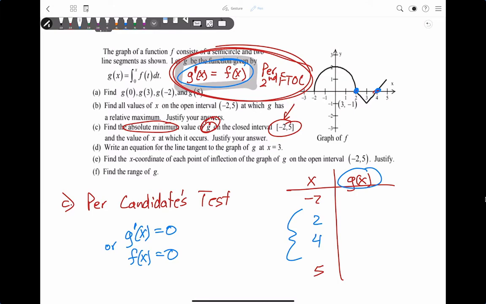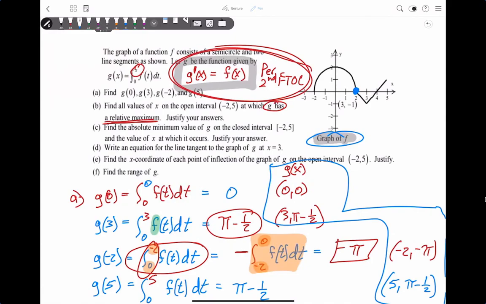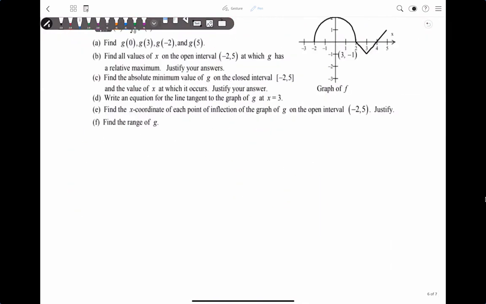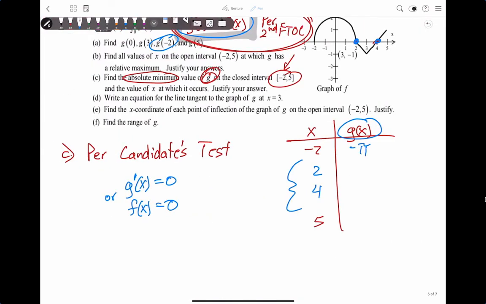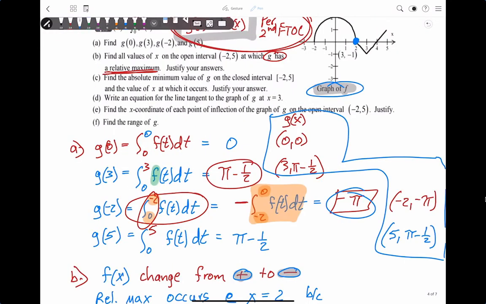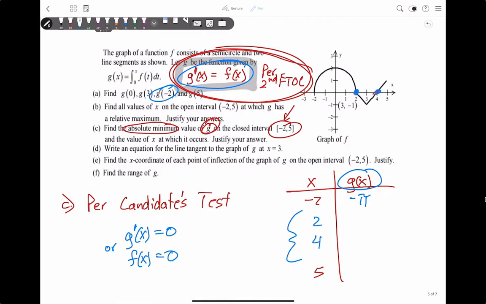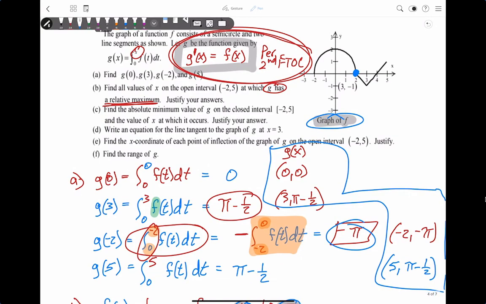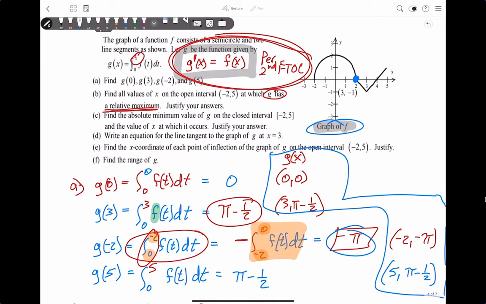So I wonder what g of negative 2 is. Well, g of negative 2 we solved back here in part A. It gave me negative pi, so we'll put negative pi here. Did we find g of 2? No, we found g of negative 2, but not positive 2. So we can find that real quick.